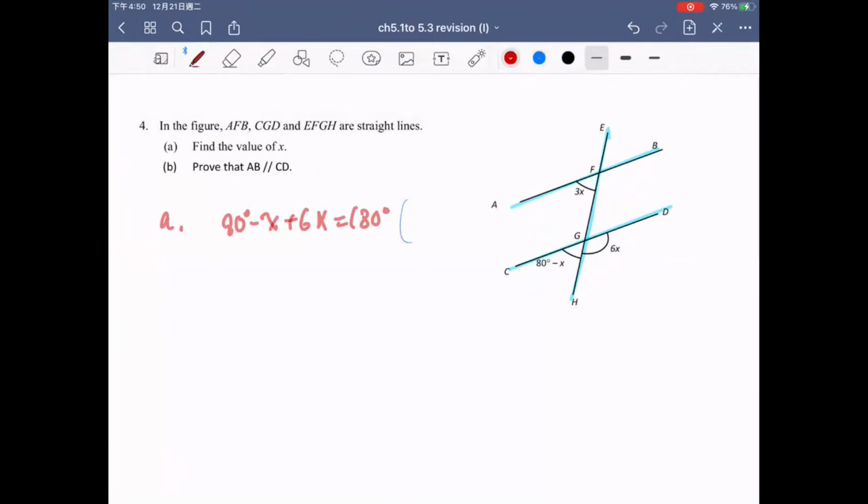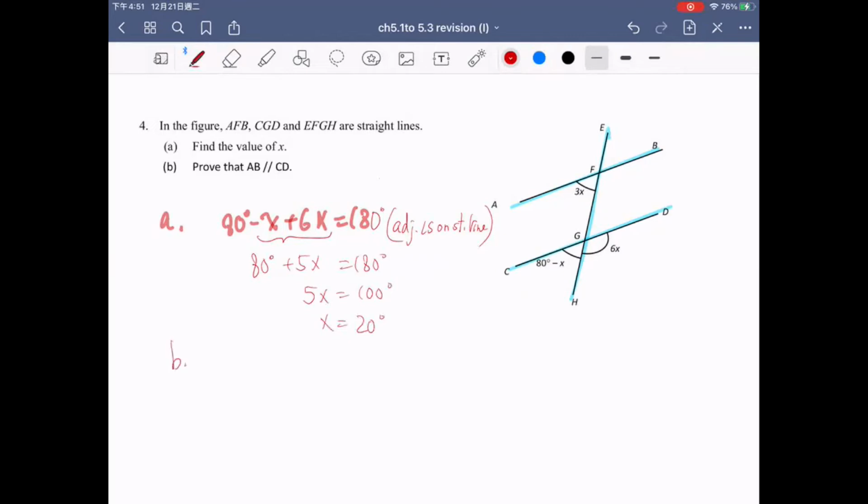Reason: adjacent angles on a straight line. Altogether we have 80 degrees plus 5x is 180 degrees. So 5x is 100 degrees, so x is 20 degrees.